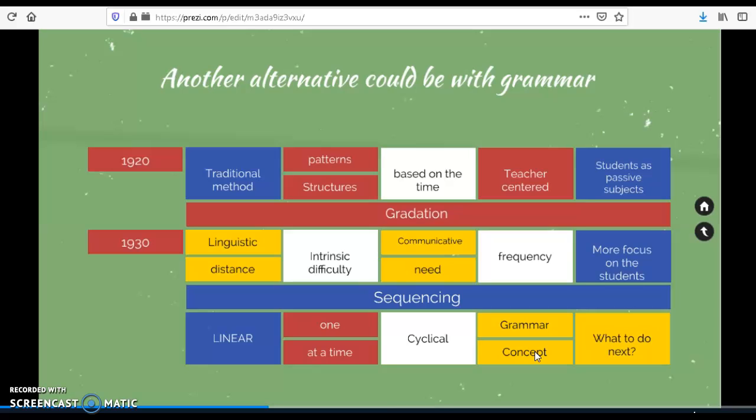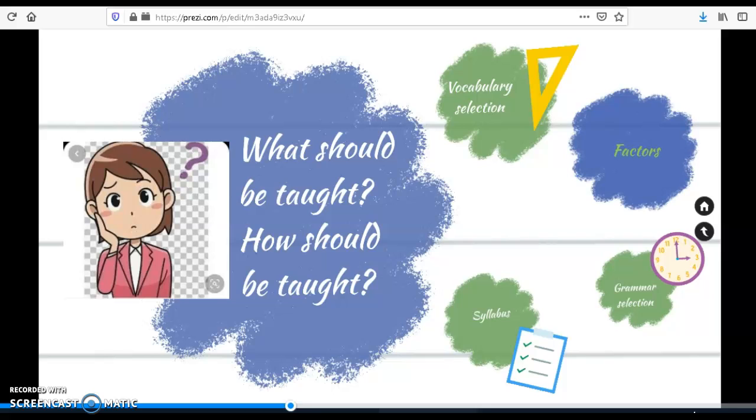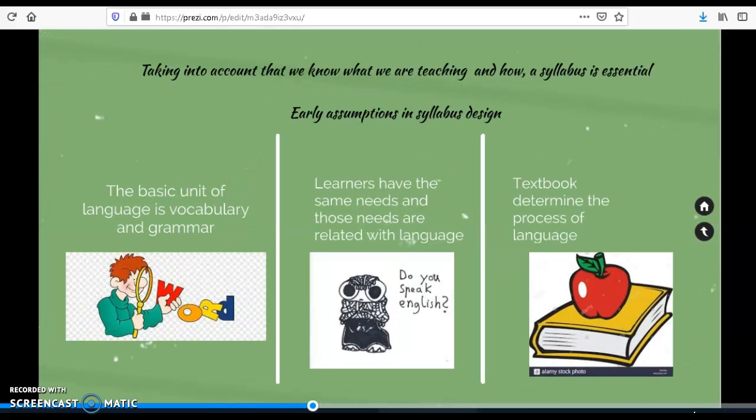Linear, one at a time; cyclical, grammar concept. But what to do next? We have many methods here, we have many strategies, but what can we do with all those previous strategies? Taking into account that we know what we are teaching and how, a syllabus is essential.